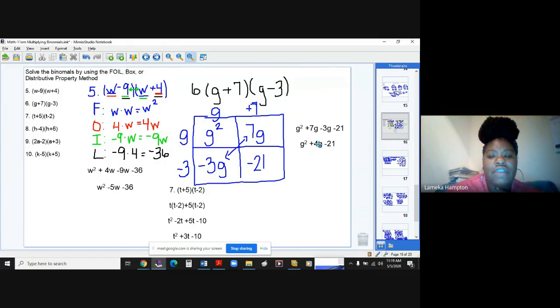So what I've done over here, I just wrote all of my terms, and I wrote them in order. So I have G squared plus 7G minus 3G minus 21. And I have my like terms in the middle. So 7 minus 3 leaves me with 4. So my final answer is G squared plus 4G minus 21. Okay.